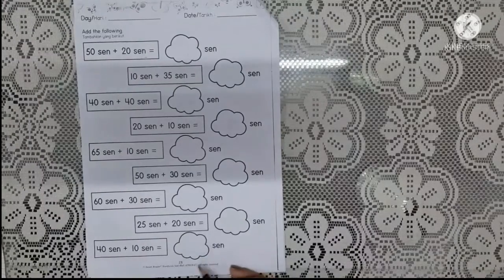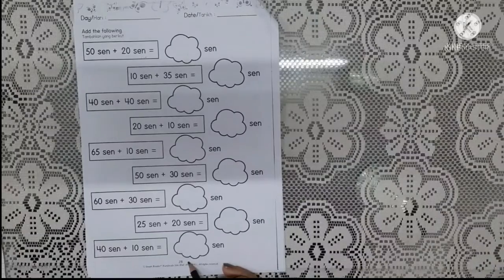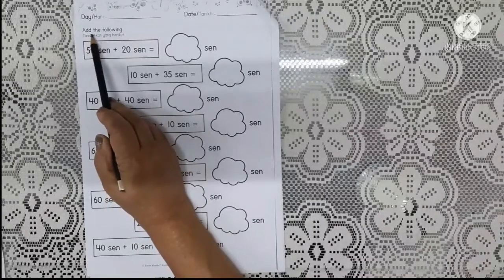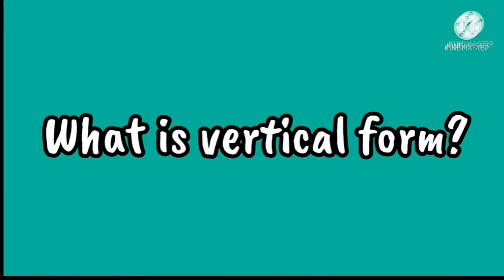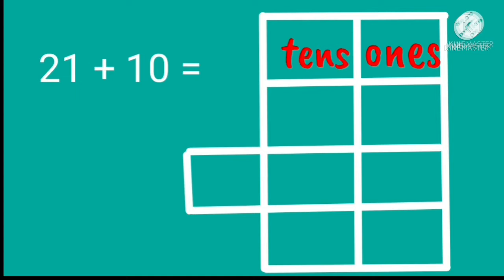Now children, please turn to page 28. Here you have to add the following. Now, in this exercise, we are going to use the vertical form. Let's watch the examples. What is vertical form? Vertical form is a method of adding and subtracting where the numbers are lined up in a column according to their place value.